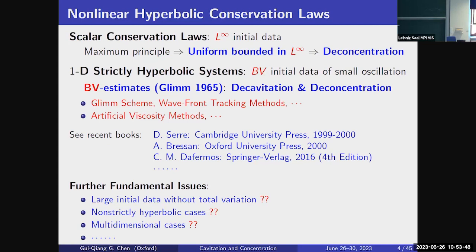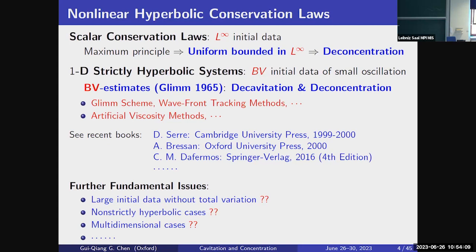So this is a beautiful theorem. If you want to see more detail of our recent developments, I would recommend listening to three recent books and checking them. So the fundamental issue now is, what type of large data without total variation bounds?